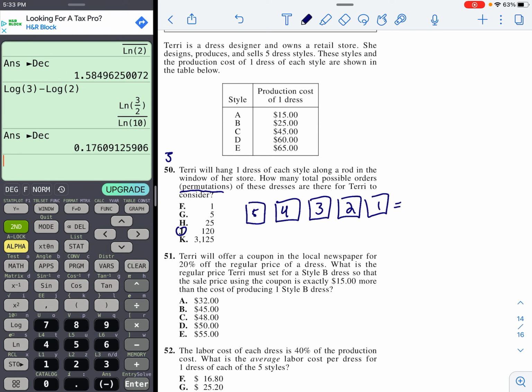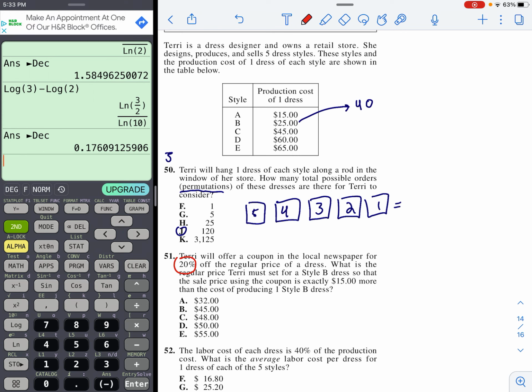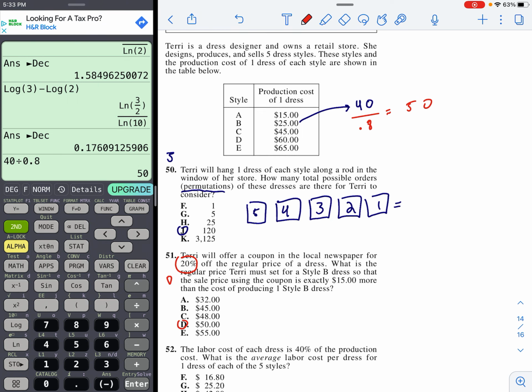51, she'll offer a coupon, 20% off. What is the regular price she must set for a style B dress so that the sale price is $15 more than the cost of producing one style B dress? Okay, so the production cost is 25. She wants the sale price to be 25 plus 15, $40. But this is the sale price after you do 20% off. So 20% off is to multiply by 0.8. So I'm going to undo that by dividing by 0.8, and 40 divided by 0.8, 40 divided by 8, should get us there, $50 there. Answer choice D.